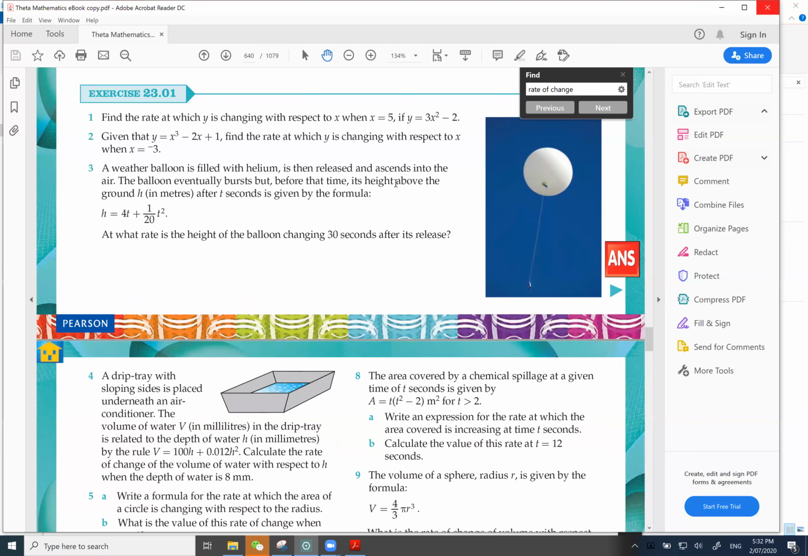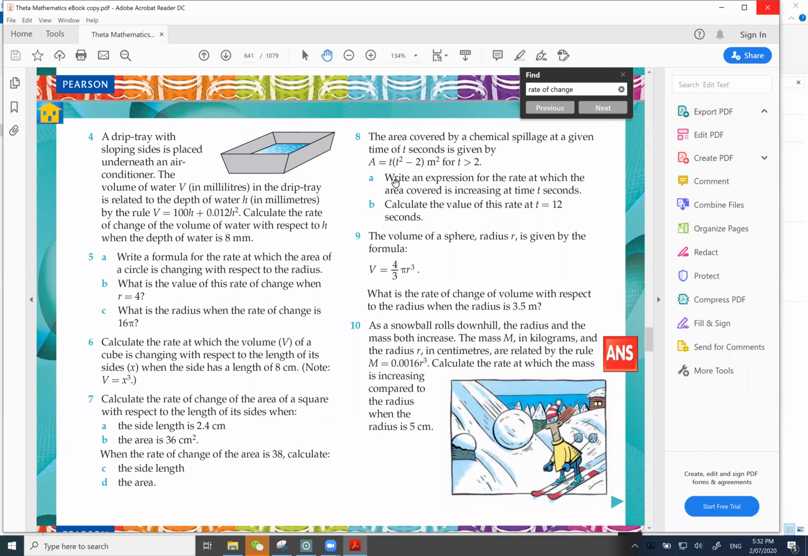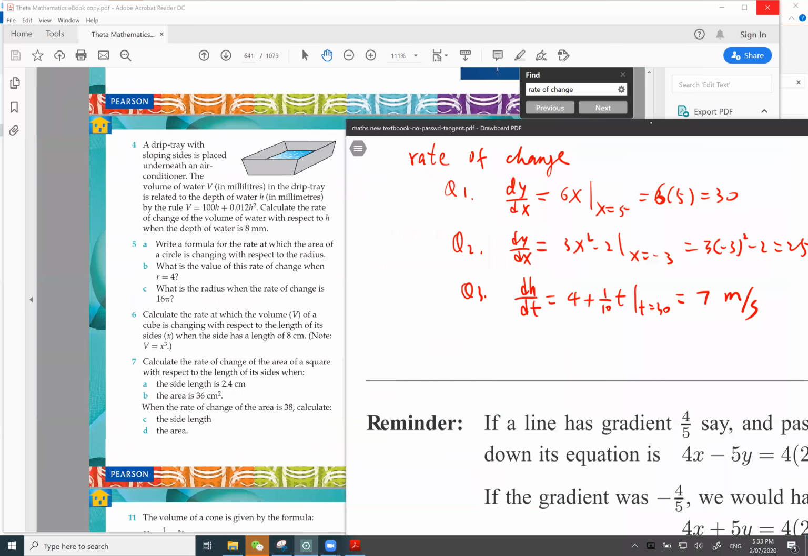Okay. Move on. The questions are getting harder. All the questions here, first we check the question on the left. Okay, all rate of change.